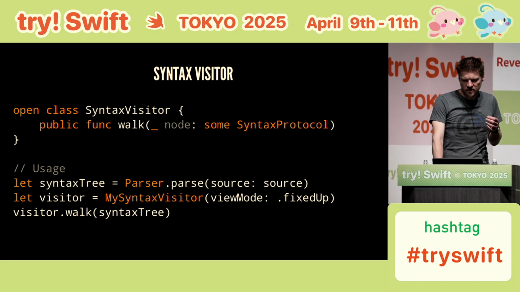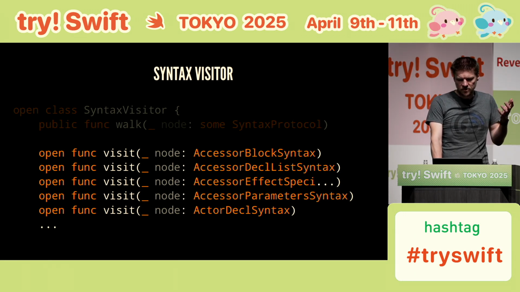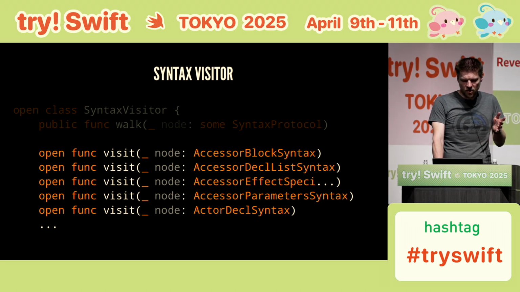The main entry point for SyntaxVisitor is this walk function, and this accepts a syntax node. And SyntaxVisitor is actually an open base class, and it's got stub implementations for every type of node that it can visit. So to provide our own functionality, we just need to subclass it and then override the visit functions for the syntax types that we're interested in.